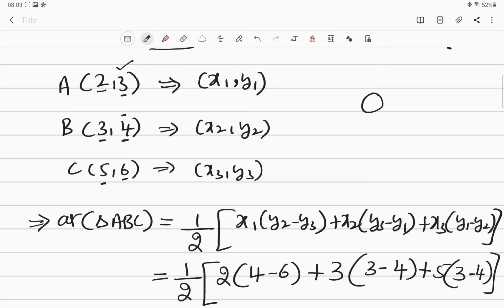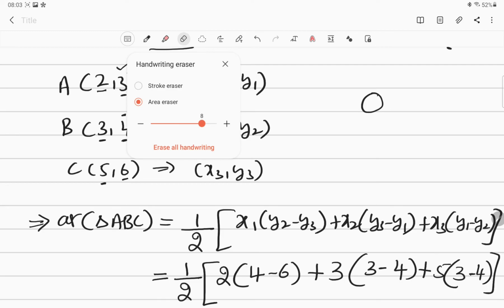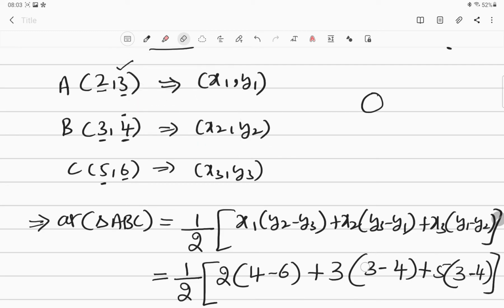All right, so all these points you have substituted. I think there is something missing here. Just check once. X1 is 2, okay. Then y2 minus y3, that is 4 minus 6, this is also fine. Plus x2, what is x2? 3 is there, that is fine. Then y3 is 6. Look at this, so y3 is 6. These kinds of mistakes we are not supposed to make. We should be very, very careful about all these things.